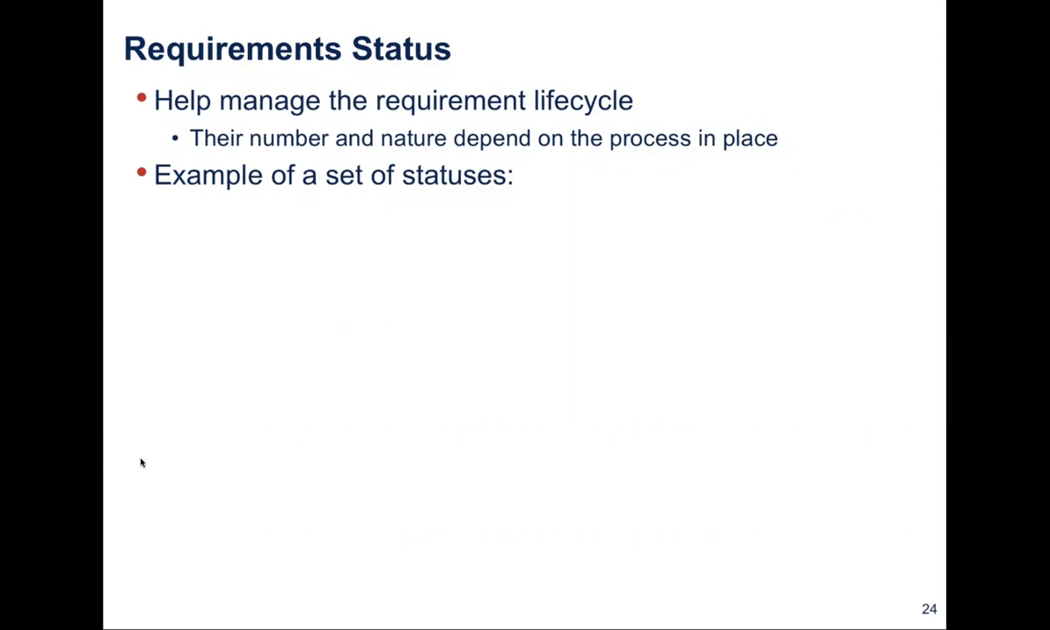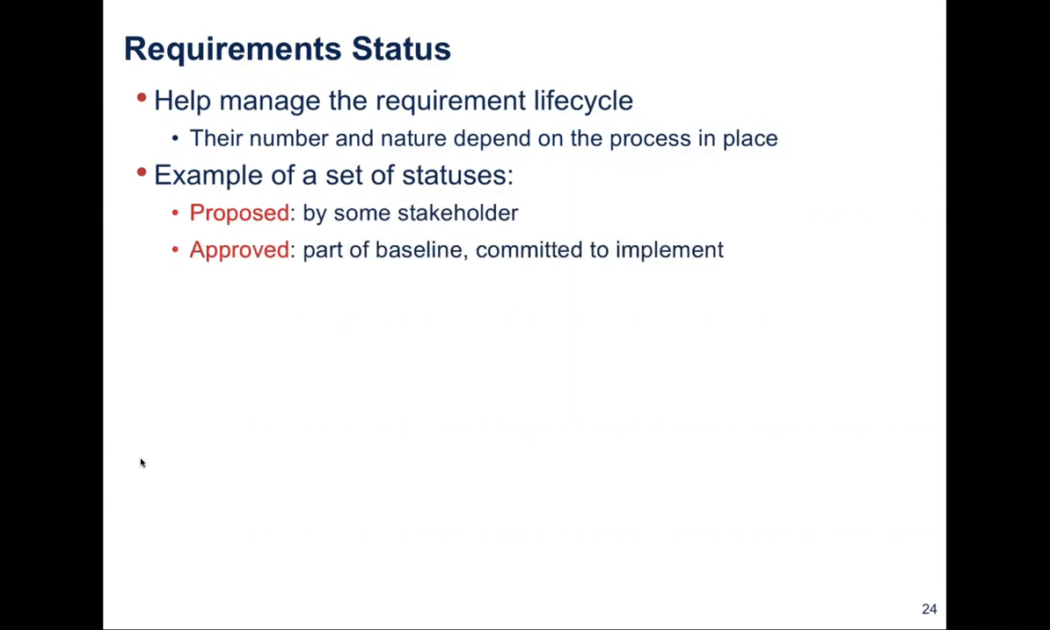An example of a status could be a proposed status, that this could be done by some stakeholders, or it could be approved status, like a proposed requirement or approved requirement. Approved requirements are considered as part of the baseline and they are committed to implement. The rejected status means we have evaluated such requirement and it turns out that we don't need it, or there is unnecessary usage of such requirement.